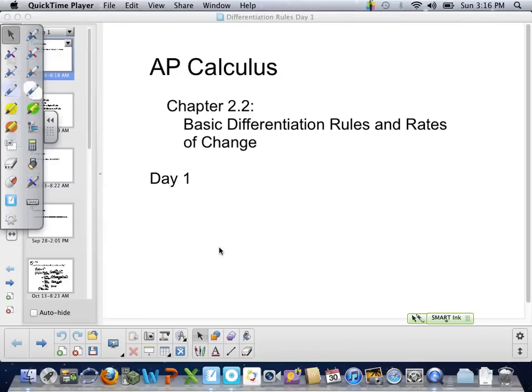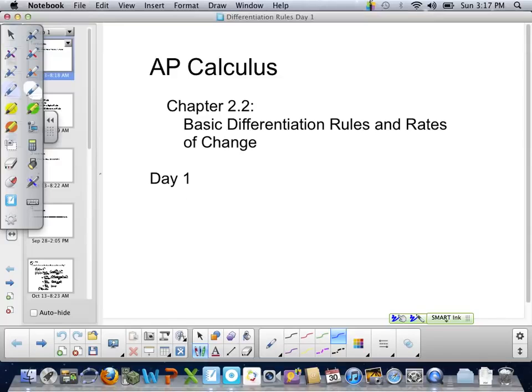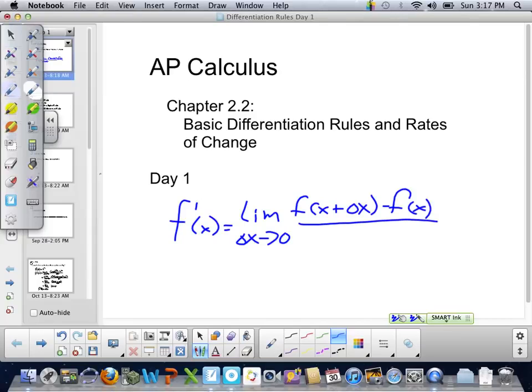2.2 Basic Differentiation Rules and Rates of Change, Day 1. Today we're going to start learning the shortcuts for derivatives. It's still important to know that f prime of x is our limit definition as delta x approaches 0 of f of x plus delta x minus f of x all over delta x. But we're going to learn some shortcuts to make our life a little bit easier on certain problems.